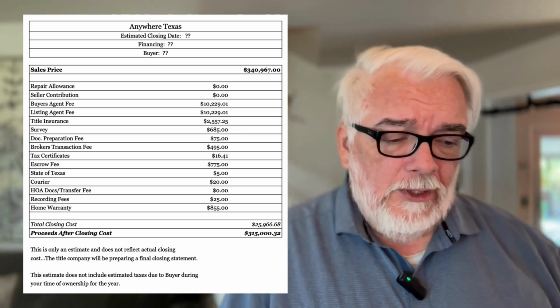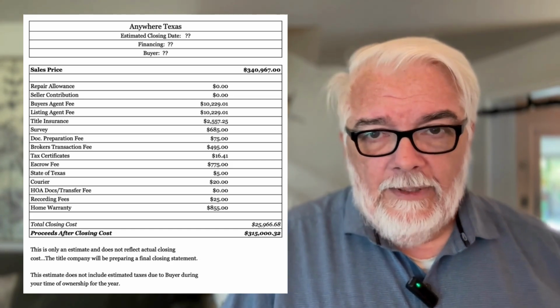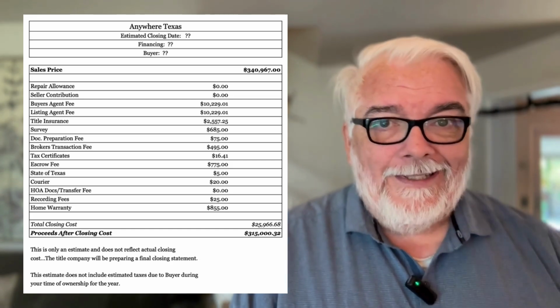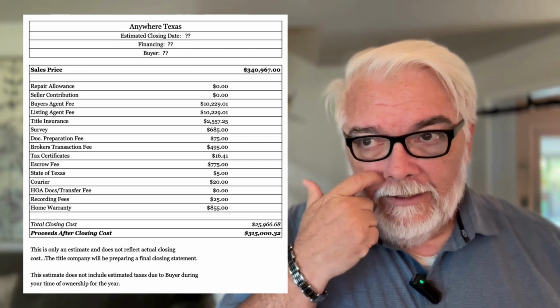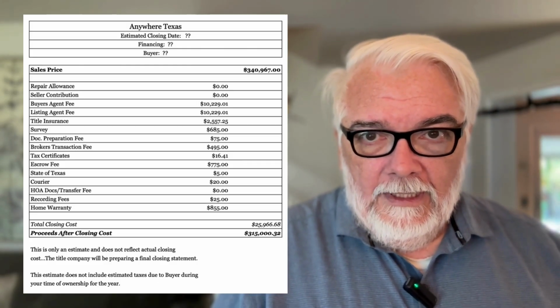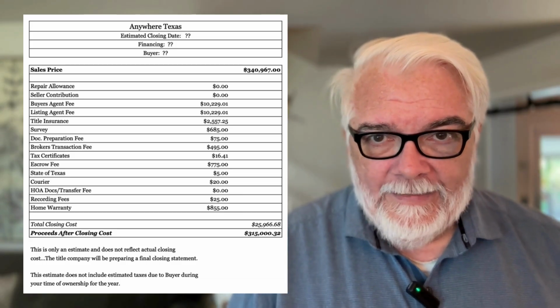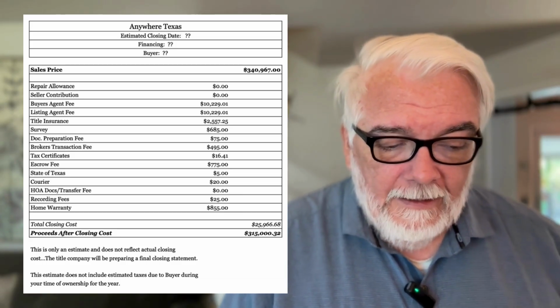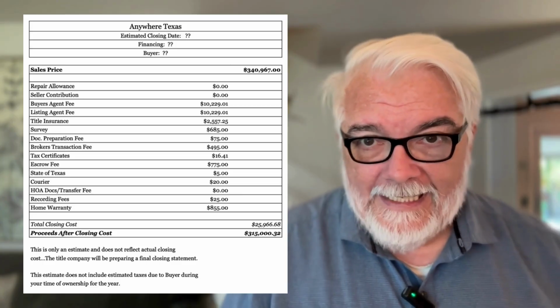Then we have the doc preparation fee. That's what the title company charges. Generally, it's about $75 to prepare the documents for closing. That includes working with the lender to balance the settlement statement and a couple of other documents. We also have a broker transaction fee.